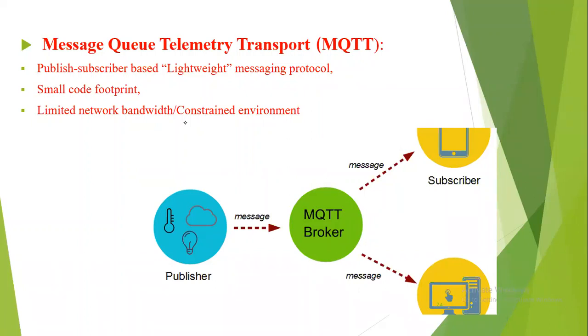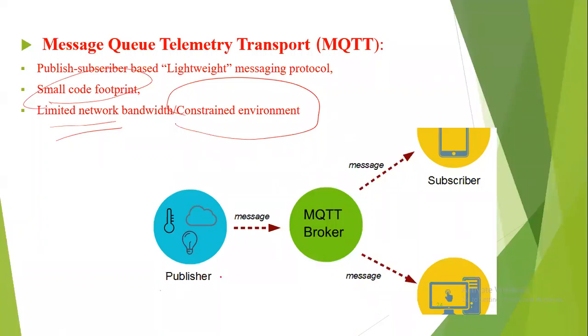Then another protocol is MQTT, that is Message Queue Telemetry Transport. Again, this is a publisher-subscriber based lightweight messaging protocol. Basically, it has a small code footprint and limited network bandwidth. It works in a constrained environment. What is a constrained environment? Suppose there are some sensor nodes that have battery limitations, and the processor is not strong enough to perform the manipulations. In that case, this protocol is used, that is MQTT.